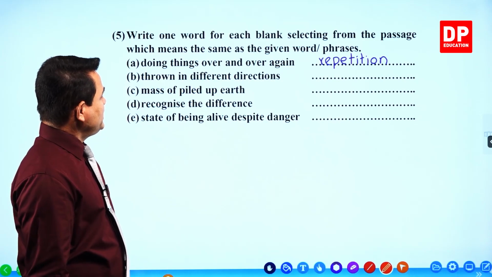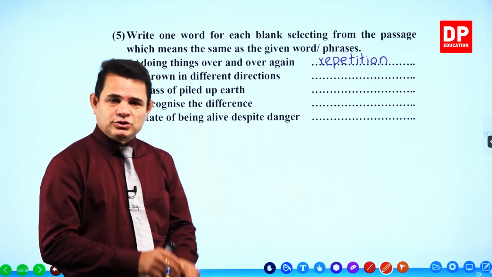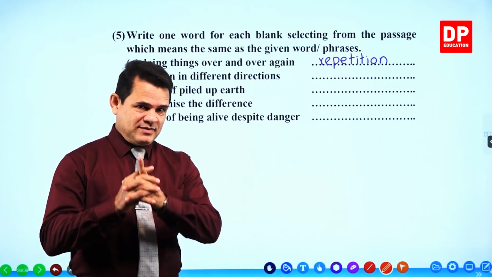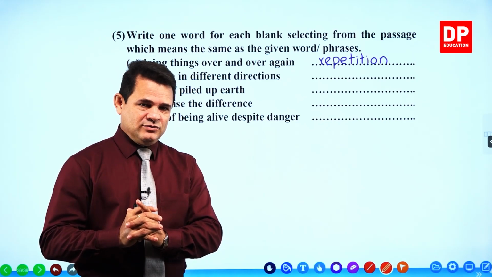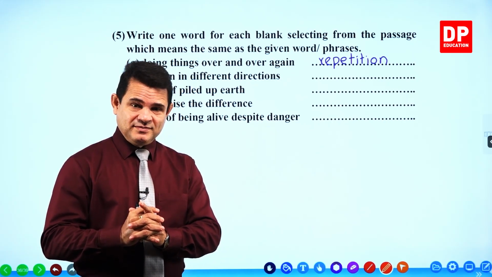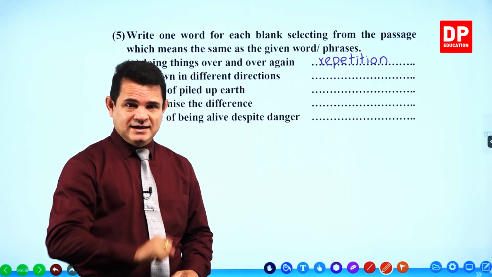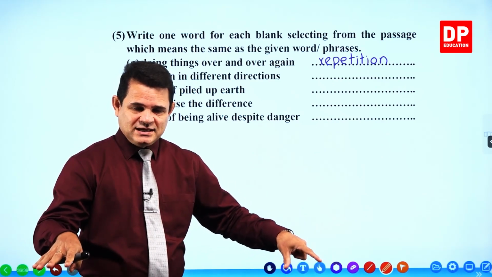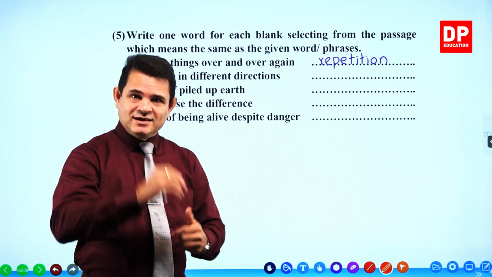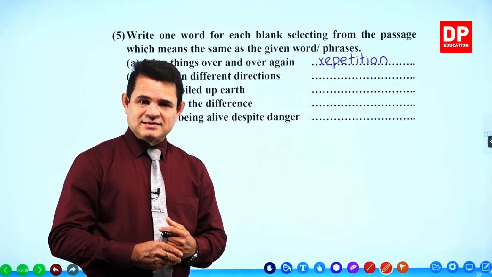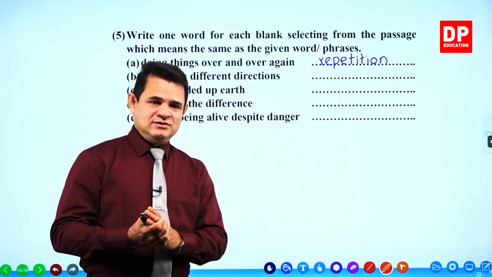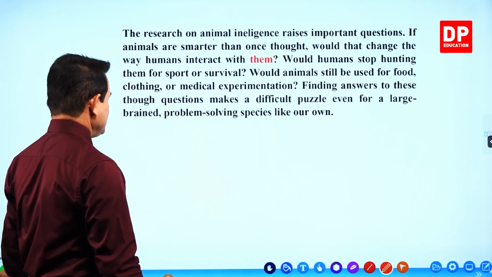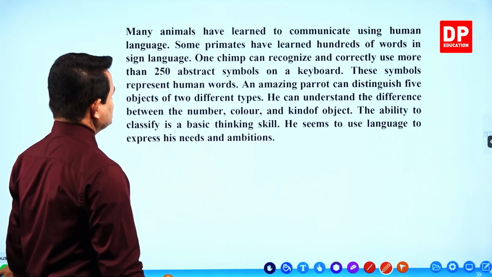Next one. Thrown in different directions. Can you remember in the paragraph we found one chimpanzee tried to get some fruit and could not. Then the story where the scattered boxes were put together and it climbed on them to pick the fruit. That word is in that part. Let's see what the word is. Thrown in different directions. It is in the paragraph. Let's look at it.